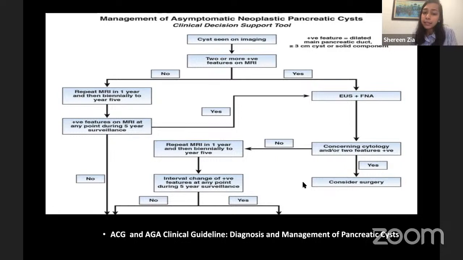So this is from the ACG guidelines for working up cystic lesions in the pancreas. Like we mentioned before, they have to see these positive features: a dilated main pancreatic duct, a cyst size of more than 3 centimeters, or an associated solid component. Then the patient will undergo EUS or FNA. If there is concerning cytology or more than 2 features, then they'll undergo surgery. Otherwise, they're followed up with an MRI at 1 year, and then biannually for 5 years.